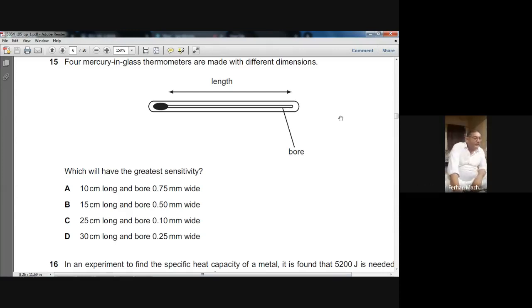Okay, sir. So it should be very clear. Why, sir? Because the thickness of the glass does not affect the sensitivity. How large the expansion will be for a 1 degree centigrade change in temperature does not depend upon the thickness of the glass. Thickness of the glass only decides how quickly the thermometer will respond to a change in temperature. So sensitivity depends upon the diameter of the bore plus the volume of the liquid.